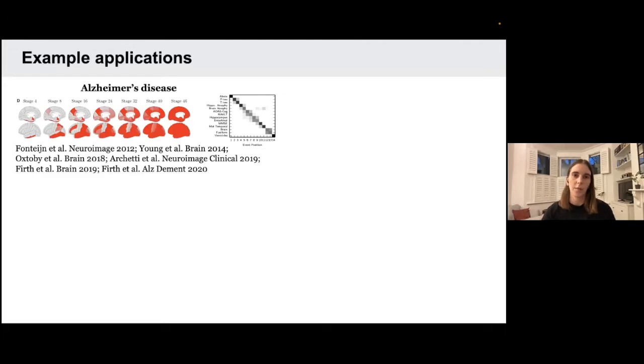The event-based model and its variants have been used across a range of different applications to a variety of neurodegenerative diseases. A lot of the applications have been in Alzheimer's disease, where the event-based model has been used to characterize disease progression patterns and predict disease outcomes in both sporadic and dominantly inherited forms of Alzheimer's disease. And it's been used on imaging data, as well as biomarker data and cognitive data.